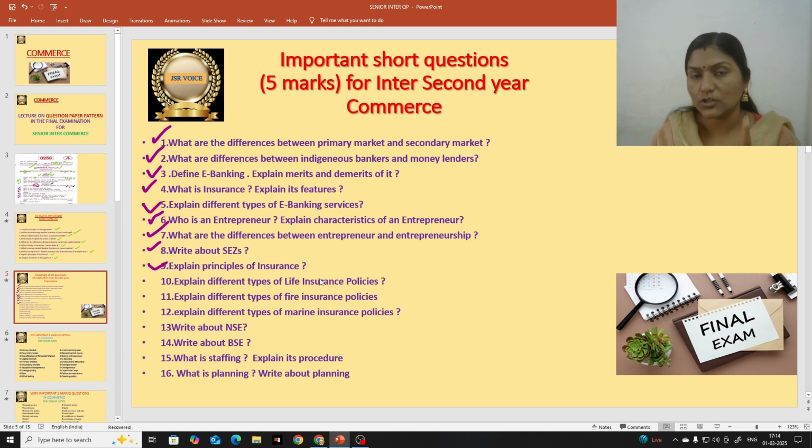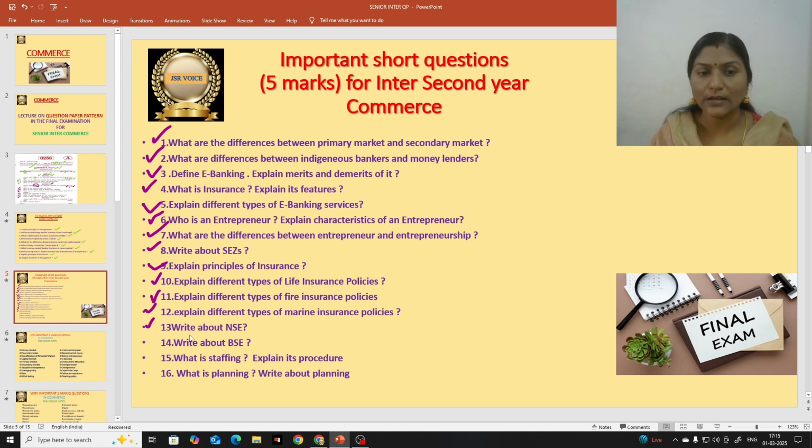Students, this question sometimes you may get for 10 marks, sometimes for 5 marks. So if you learn, you can write for 10 as well as for 5. And next, explain different types of life insurance policies, and explain different types of fire insurance policies. Next one is, explain different types of marine insurance policies.